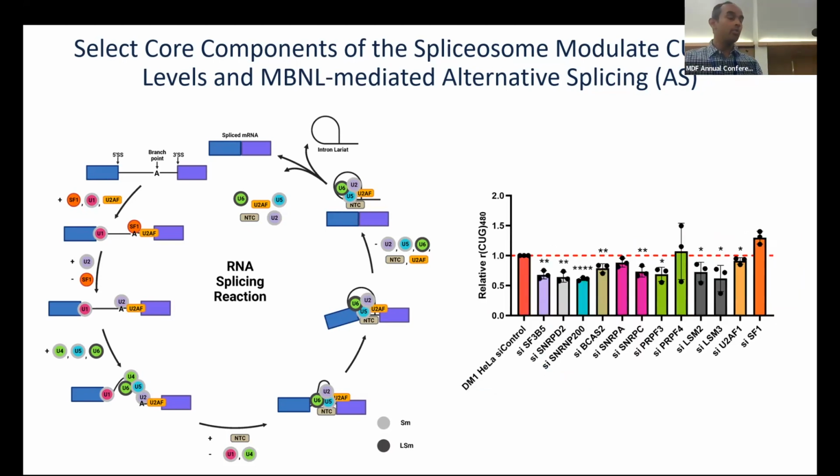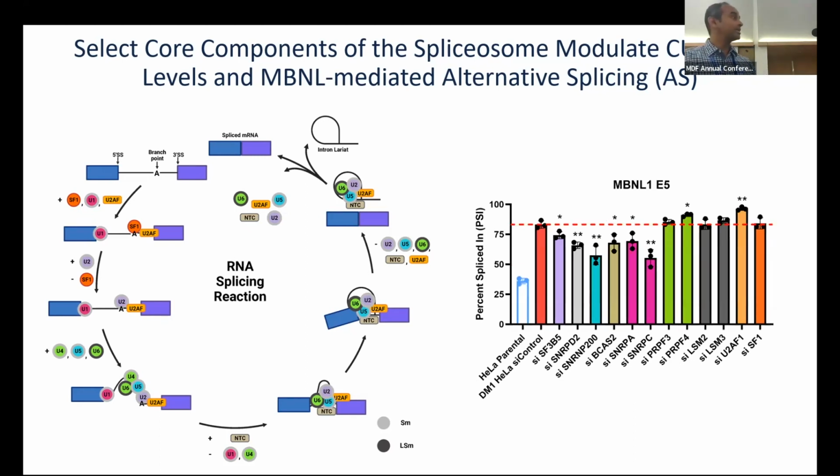And so with that in mind, we wondered, because we initially picked up only a subset of the spliceosome that reduced these relative CUG 480 levels. So we then carried out a more targeted screen where we selected a compact panel of 12 factors that represented the various subcomplexes of the spliceosome, and then performed the same analysis looking at the effect on CUG 480 levels, but also MBNL-mediated alternative splicing. And so what was interesting is, in general, we did see that many of these spliceosomal components did selectively reduce the CUG 480 levels, but this wasn't universally true. So there were some that did result in the selective reduction and others that didn't.